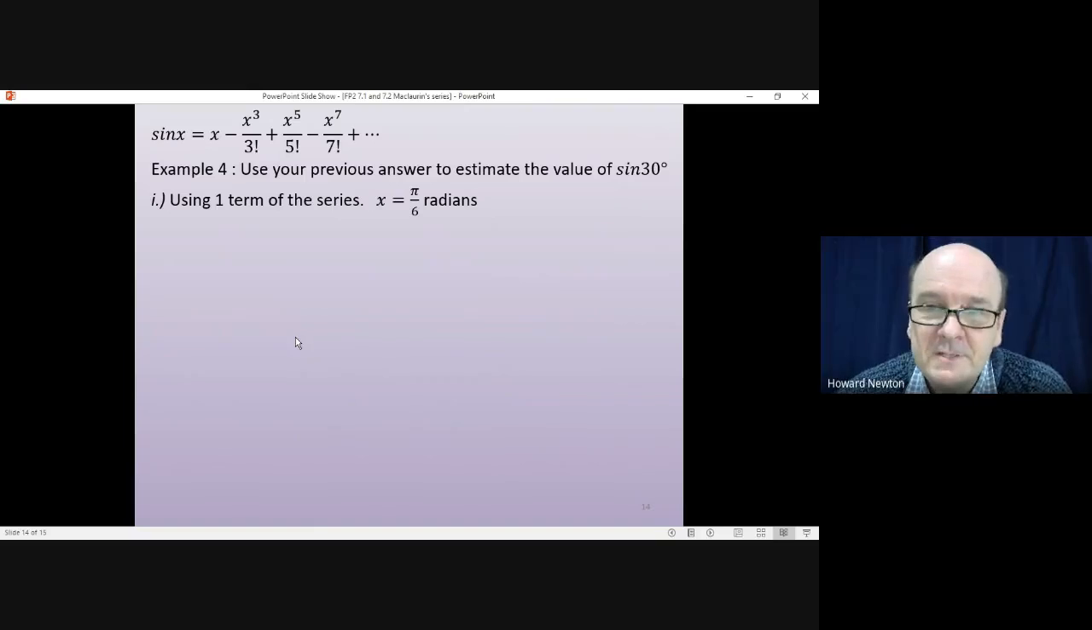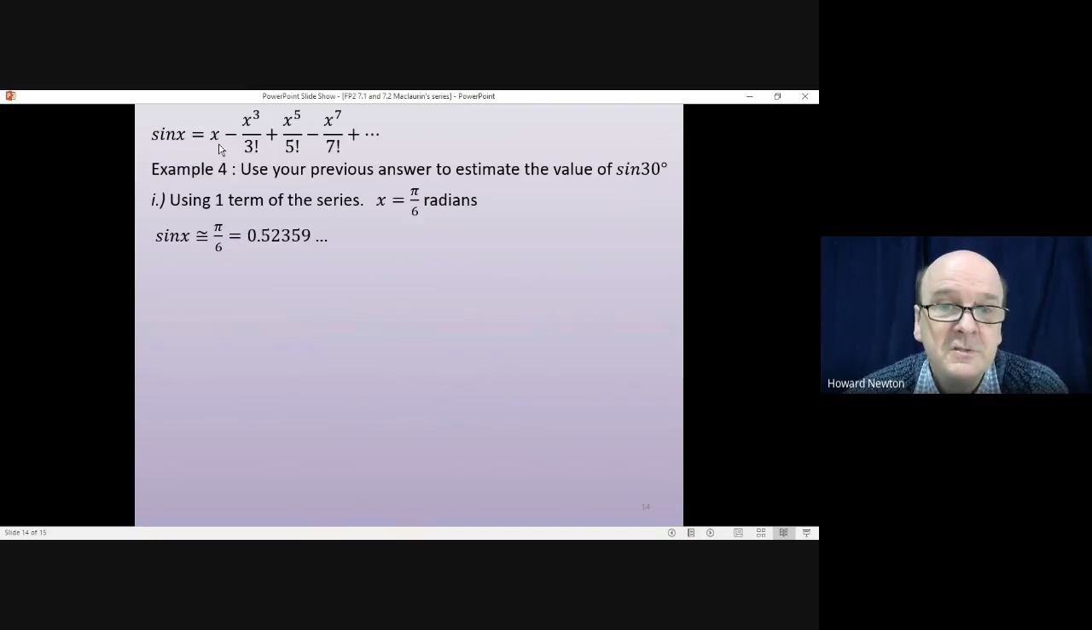Okay, let's have a look. So the first thing, the most important thing, sine of 30 degrees, then that means that x will equal pi by 6 radians. And it's pi by 6 that we have to substitute into this expansion. Now, one good thing about choosing 30 degrees is we know the sine of 30 degrees. It's a half. So with each of these questions, we'll be able to see exactly how close we are to a half.